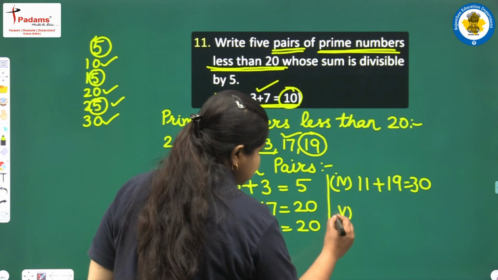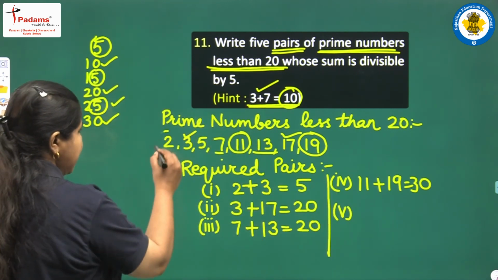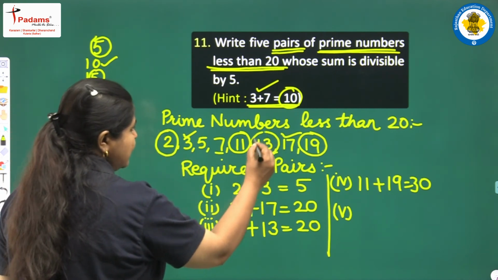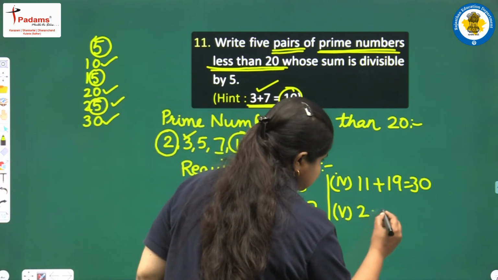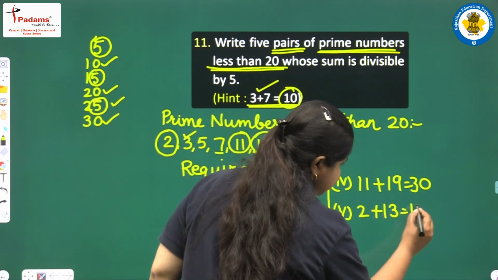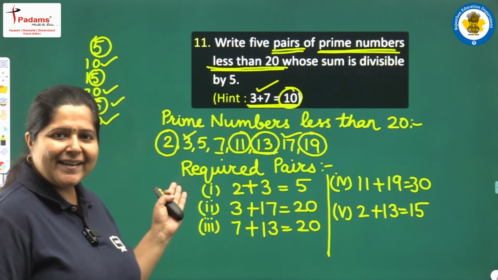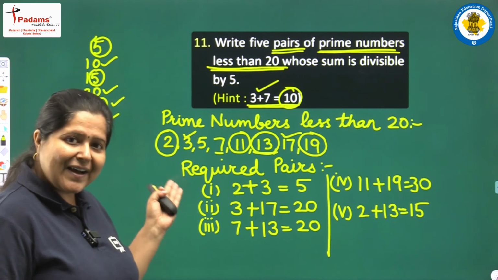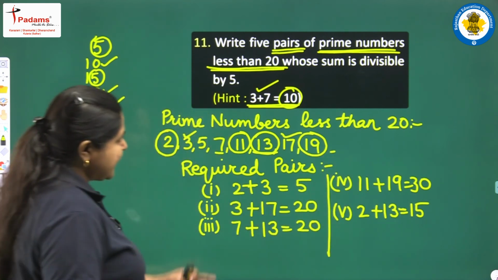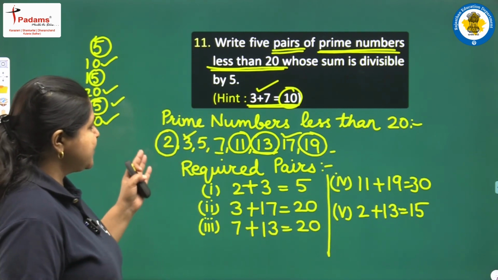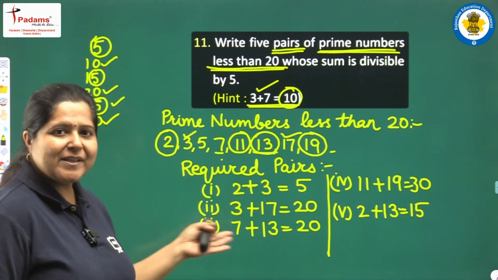Now, we look out for the fifth pair. Again, just have a look. If we add 2 and 13, what do we get? 2 plus 13. It's 15. Yes, and now 15 is divisible by 5. And similarly, we have more numbers but then they are greater than 20. So, we are having these combinations and you can look out for more such possible combinations.